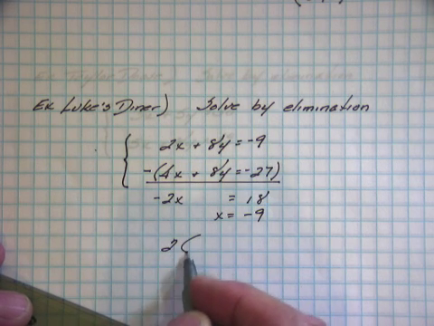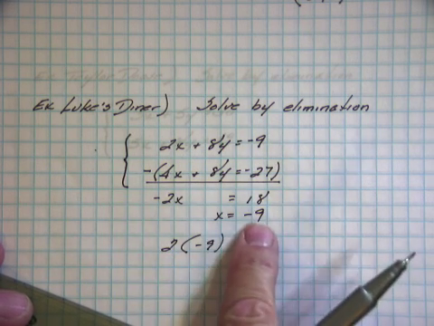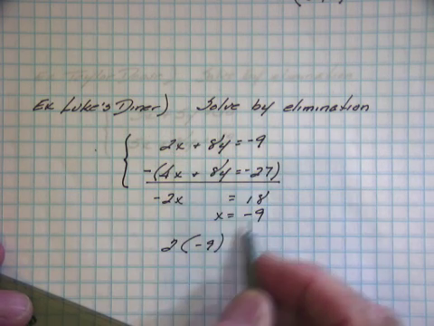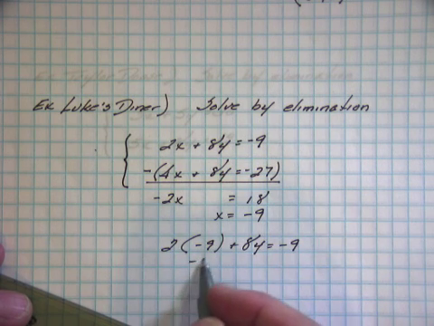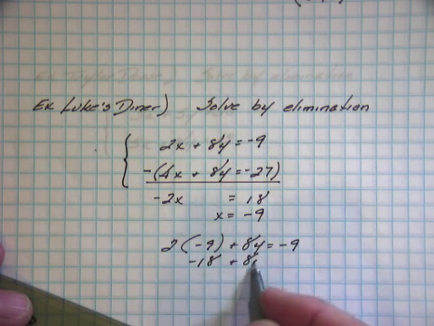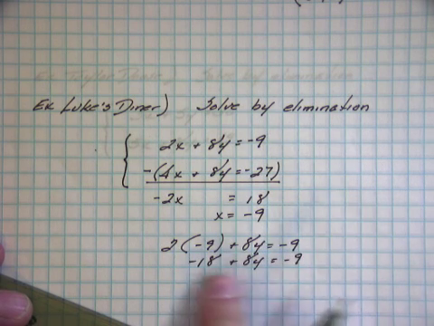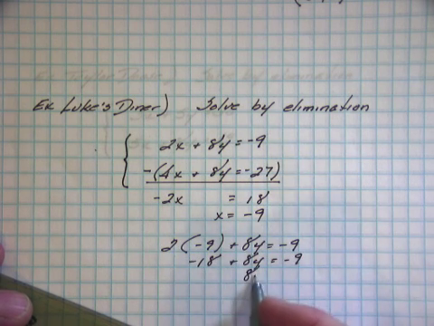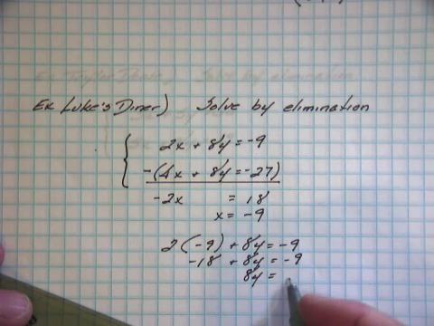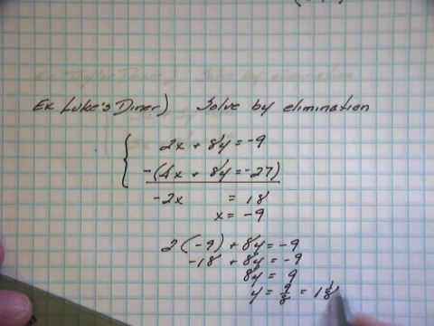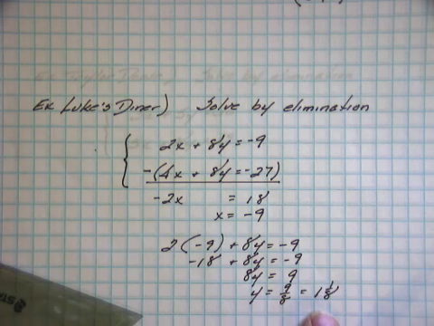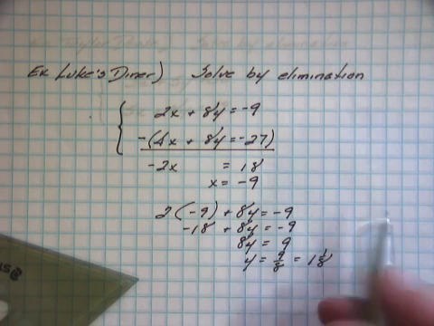Which one of these do I want to put it in? Doesn't matter. I'm going to choose the first one. 2 times negative 9, so I'm taking the negative 9 and putting it in there, plus 8y equals negative 9. So that's negative 18 plus 8y equals negative 9. I'm going to add 18 to both sides. 8y equals 9. Divide both sides by 8, and y equals 9/8, or 1 and 1/8, okay?